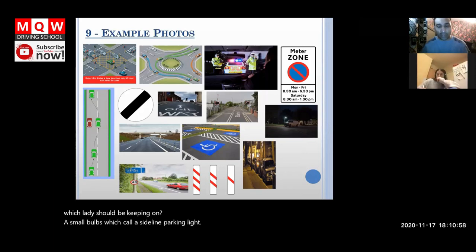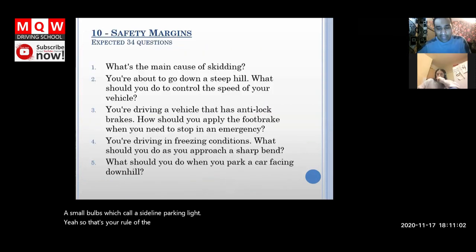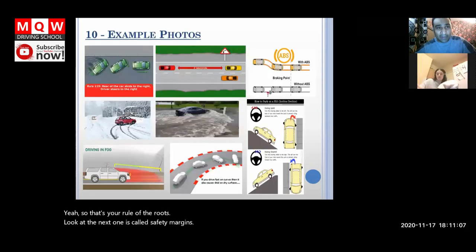Okay. So that's your rule of the roads. Okay, the next one is called safety margins. Now in the safety margin, how you should be driving the car with safety on the road, what margins you must keep.